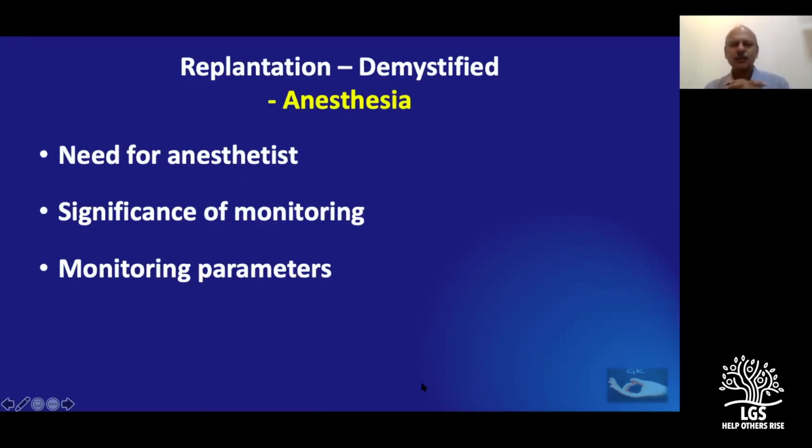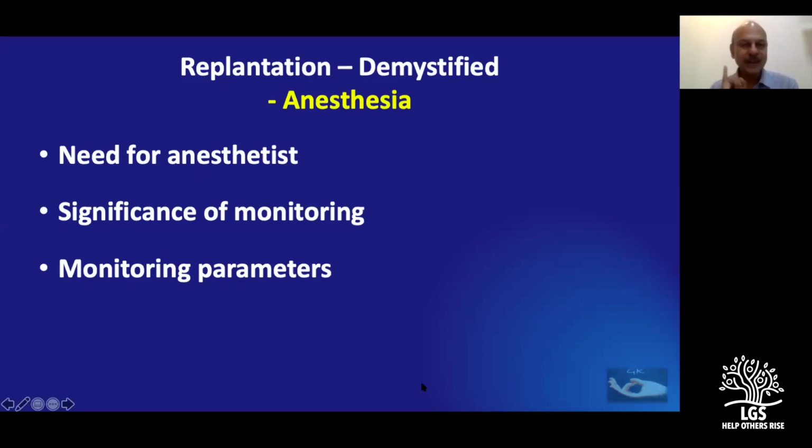One may wonder, why should we talk about anesthesia and replantation? It is very important. There was a time when we used to do replants under regional block. We used to give the block ourselves and do the replantation. But we faced a lot of problems in those situations because anesthesia and the anesthetist are most important for the procedure of replantation.